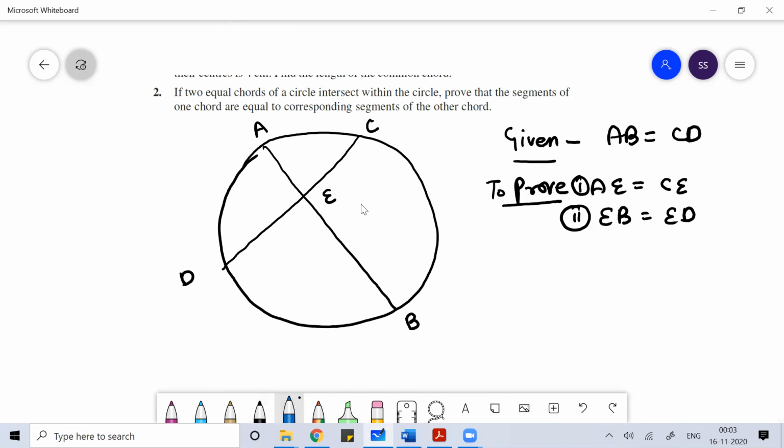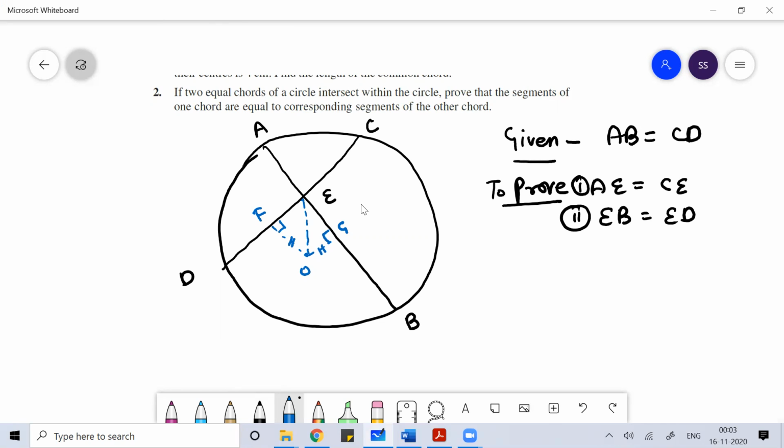So suppose this is the center of the circle. From the center of the circle, draw the perpendicular line. Suppose this is OF and suppose this is OG. Okay. Now the chords are equal. So if the chords are equal, definitely they would be equidistant from the center, because AB is equal to CD. Now they are equidistant from the center. So then the triangle OFE will be congruent to the triangle OGE.